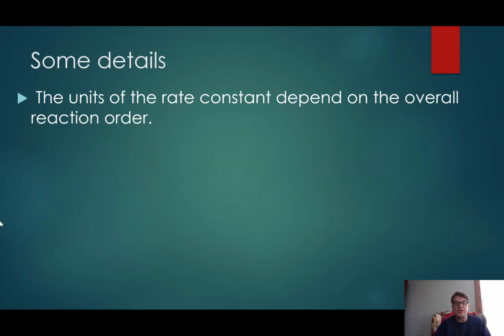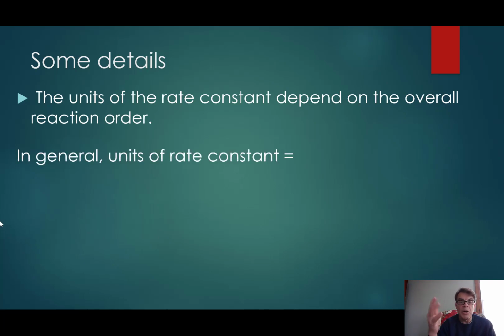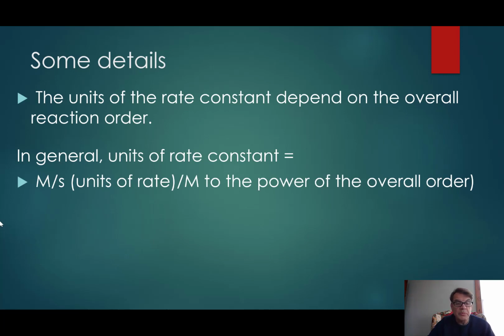All right, so some details to finish up this video. The units of the rate constant are going to depend on the overall reaction order. So what are the units of k? Well, it's going to vary. It's not going to be the same in every rate law equation, and so you have to figure out what it is depending on the powers. In general, the units of the rate constant are going to be the units of rate, which is molarity per second, divided by M to the power of the overall order. How did they get this? Well, to some extent you don't need to know because ours is not to question why. Ours is just to memorize or die.